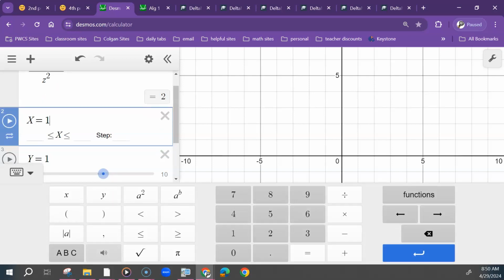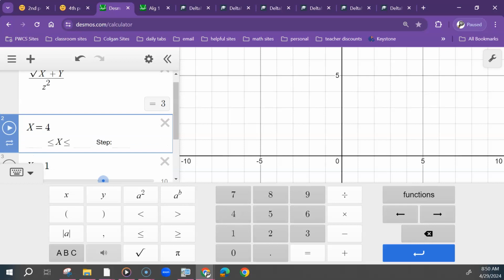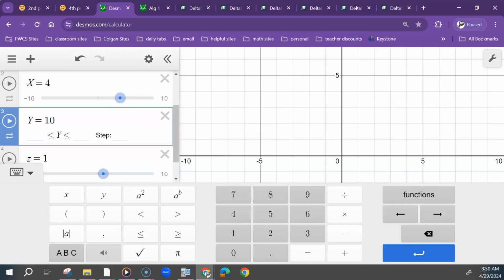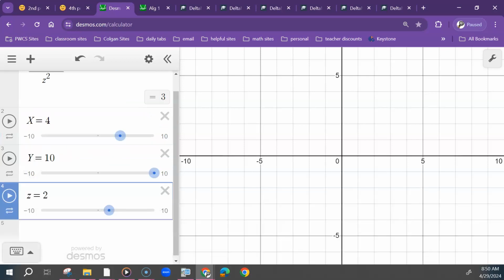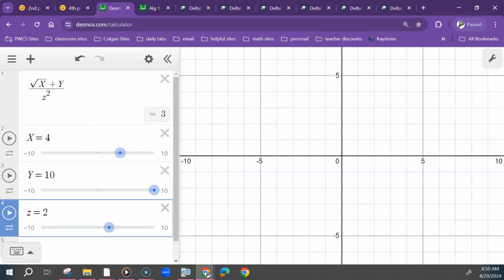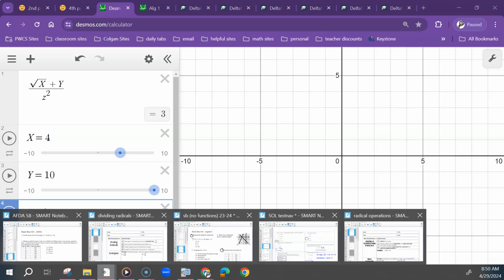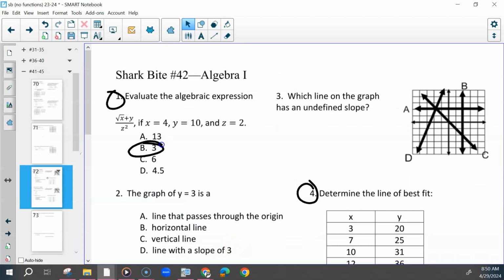Okay. Y to be 10, and Z to be 2. And then it will give me my answer of 3. If you have put in each number where each variable is using parentheses, you also would have got 3. So B was our answer there. If you're not doing it algebraically, make sure you're saying use Desmos or the calculator. Questions there?